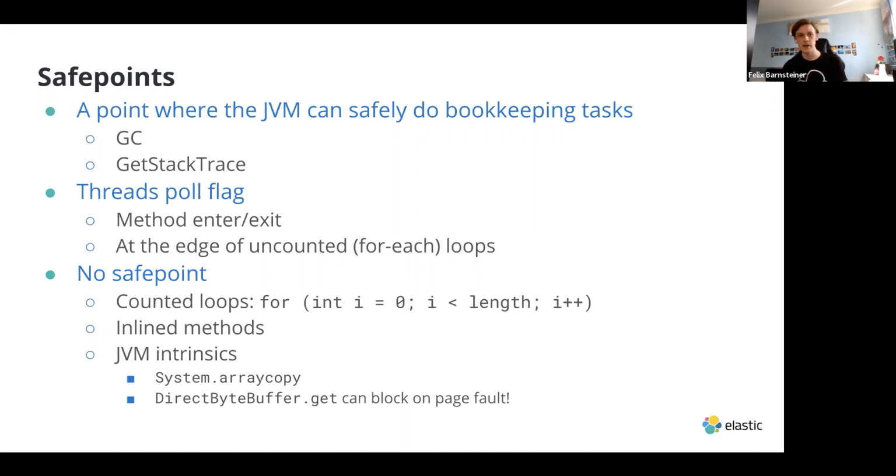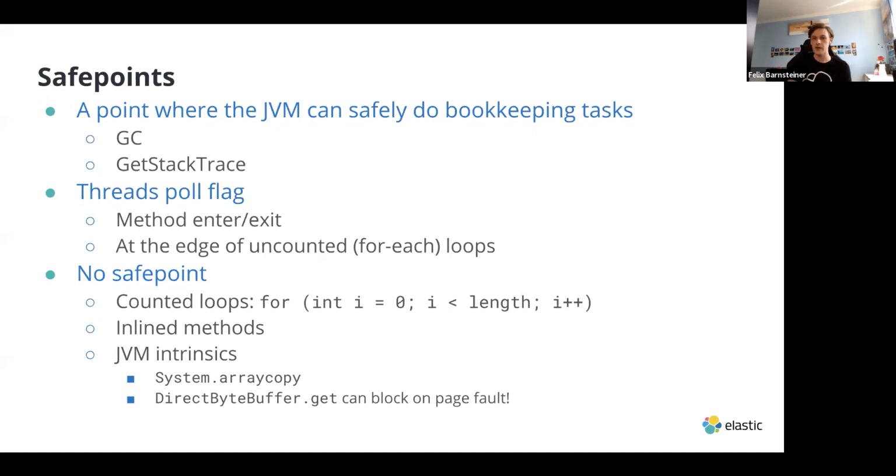And basically how it works is all threads are constantly polling a flag that the JVM sets. So if the flag is false, it means there's no safepoint to enter, but if the flag is true, all threads try to reach that safepoint. And the polling of this flag is done when you enter a method or when you exit a method, and at the edge of uncounted for loops.